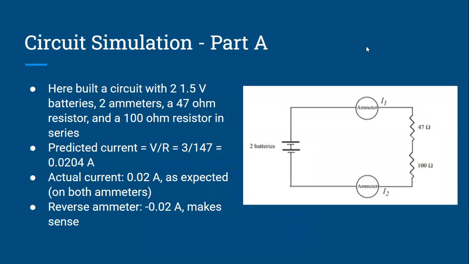So for the circuit simulation, for the first part of it, we built a circuit with two 1.5 volt batteries, two ammeters, and a 47 ohm resistor and a 100 ohm resistor in series. And then the predicted current would be V divided by R, so around 0.0204 amps. And then the actual current measured in the simulation was 0.02, which is exactly what's expected. And then when you reverse the ammeter, it was negative 0.02 amps, which makes sense. It's the same magnitude, but opposite signs.